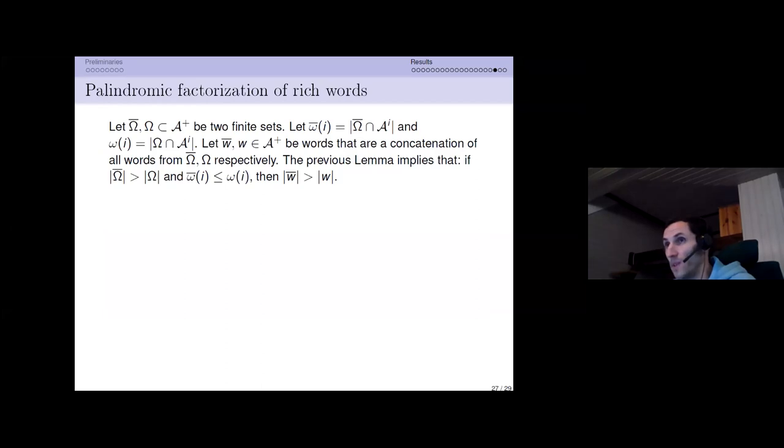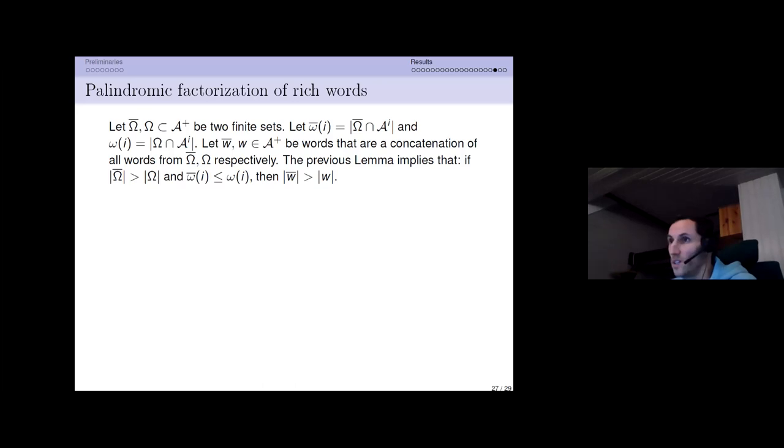So let's say we have two sets of finite words, not necessarily rich. These are omega and omega with bar. And then I have the functions omega and omega with bar, which count the number of words of given lengths in these corresponding sets.